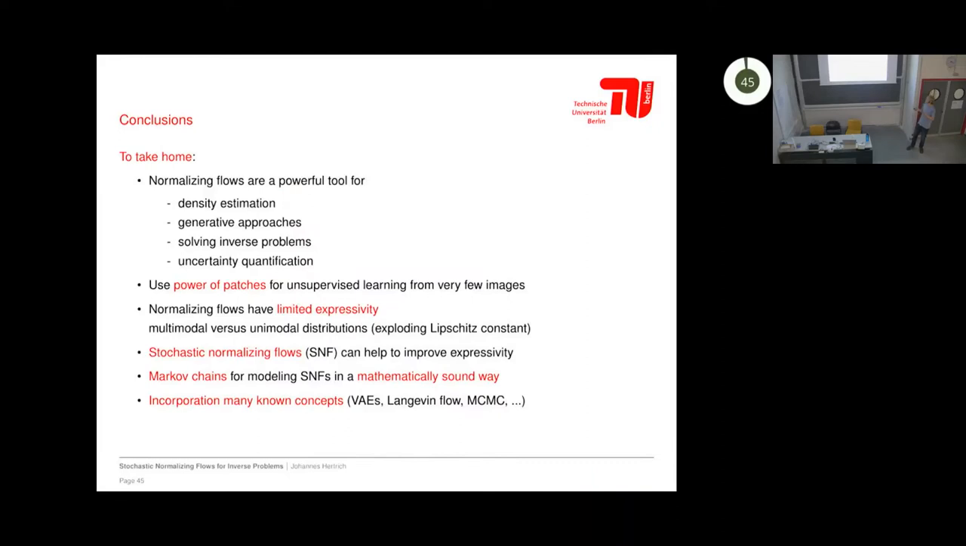Okay, so now let me conclude the talk. We have seen that normalizing flows are a really powerful tool for many problems, such as density estimation, generating samples, solving inverse problems, and even uncertainty quantification. But in the case that we have a multimodal data distribution, normalizing flows might fail. We overcome this with stochastic normalizing flows, which have to be described by Markov chains. And once we have done this, we find many concepts which are done in the literature, again, as stochastic normalizing flows.